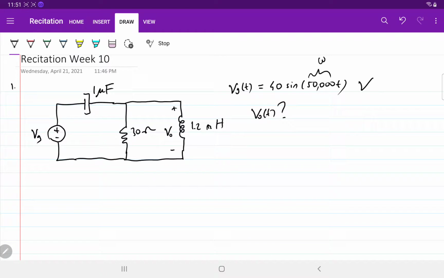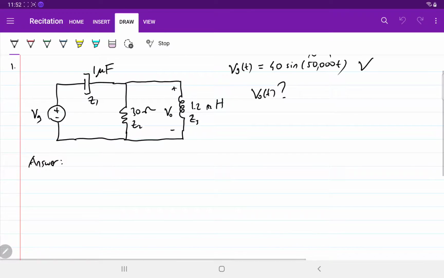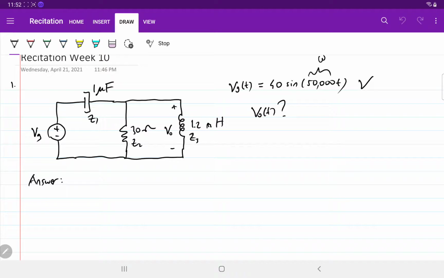All right, okay, so let's solve the problem. Let me label this one as Z1, Z2, Z3. Okay, so in sinusoidal steady state analysis, we use the term impedance instead of resistance, because we have complex quantities in our analysis, so we call it impedance. So for this capacitor, we label it as Z1, resistor as Z2, and this inductor as Z3.